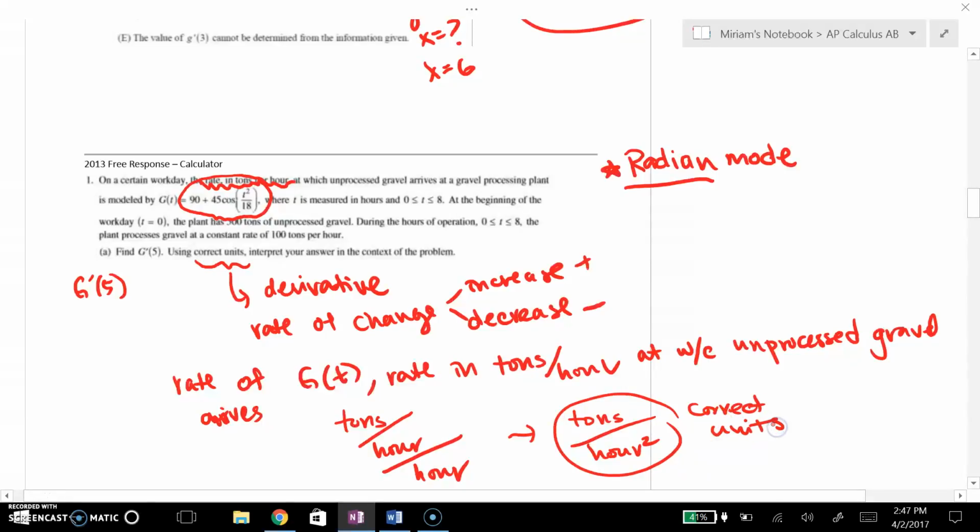Make sure you check with the person beside you and the people around you to see that you all have the same value for g prime of 5.